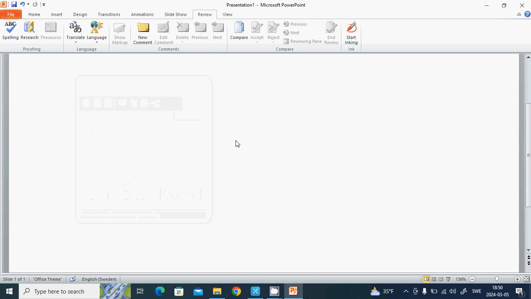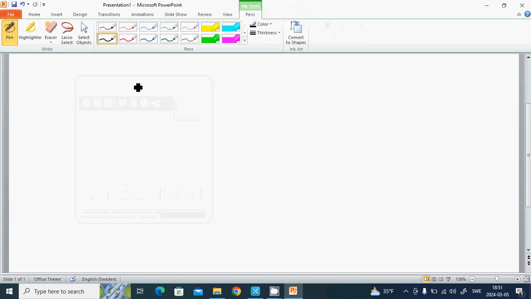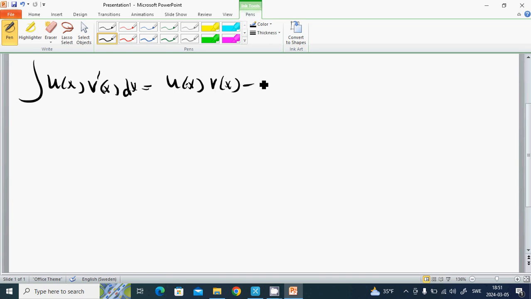Everyone, welcome back to integrals, and we are continuing with another method, and it is partial integration: the integral of u(x) v'(x) dx equals u(x) v(x) minus the integral of u'(x) v(x) dx. Example: the integral of x^2 ln x dx.